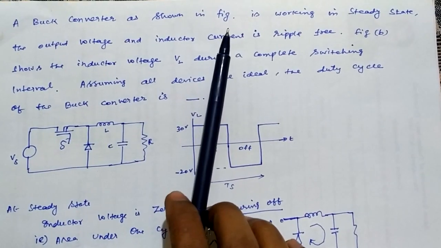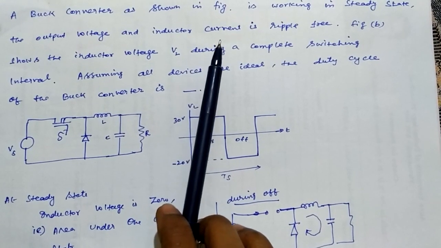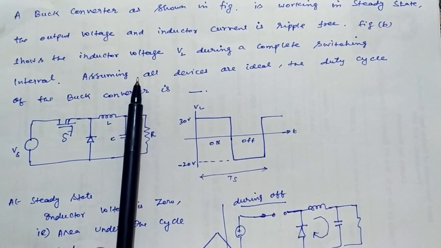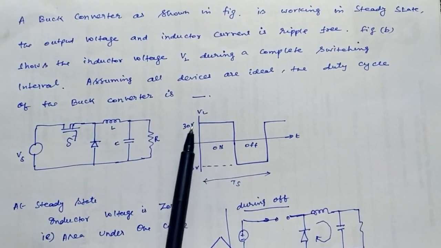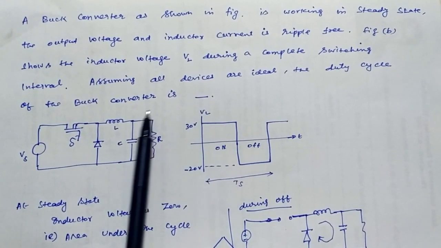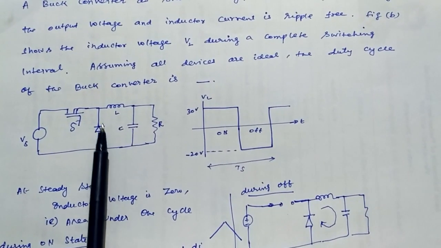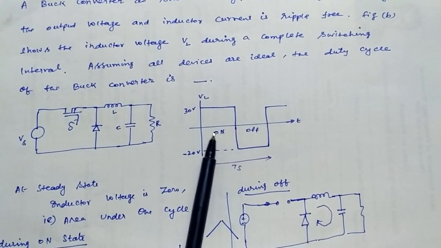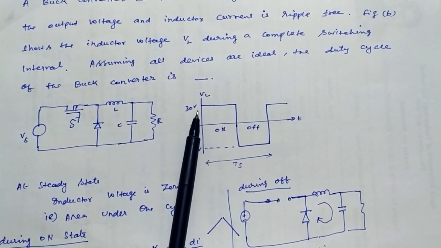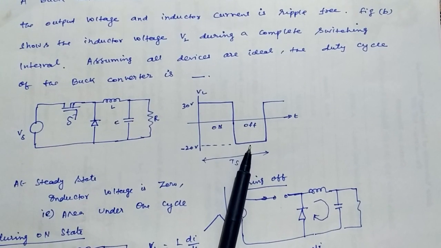The buck converter shown in the figure is working in a steady state. The output voltage and inductor current are ripple free. Figure B shows the inductor voltage VL for a complete switching interval. Assuming all the devices are ideal, what is the duty cycle of the buck converter? So this is the given diagram of the buck converter, and this is the voltage across the inductor over one time period. When the switch is on, the voltage is 30 volt, and when the switch is off, the voltage is minus 20 volt.